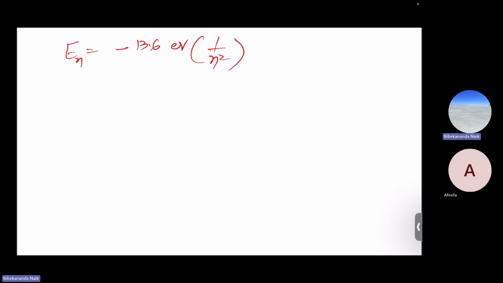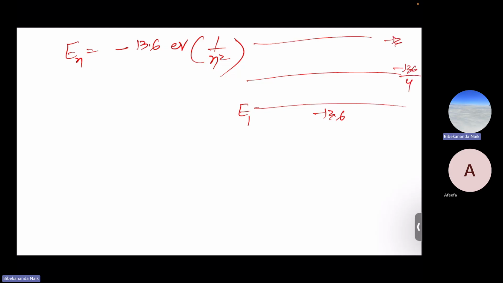Depending upon the value of energy, we found that the energy levels are not equally spaced. So this is E1, which is minus 13.6, then it will be minus 13.6 by 4, then minus 13.6 by 9. So the energy gaps are not equal. That also gave rise to the spectra of the hydrogen atom.